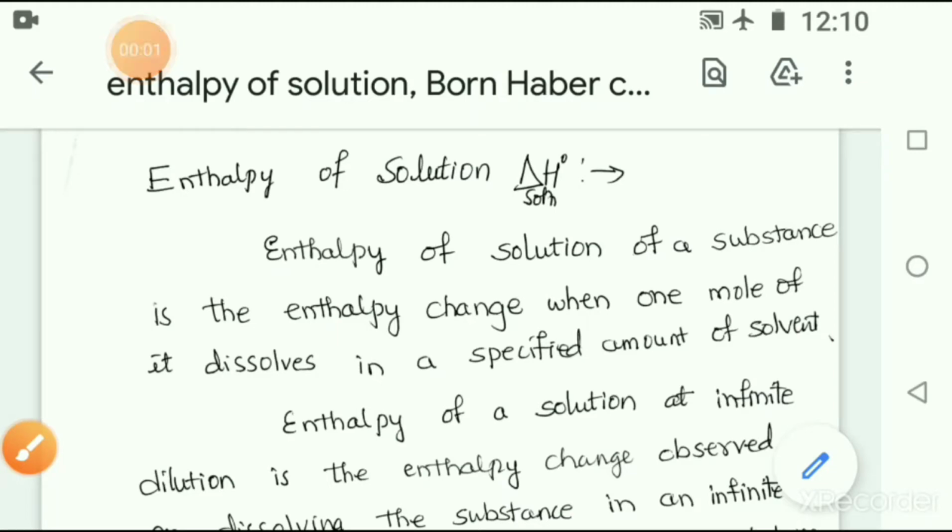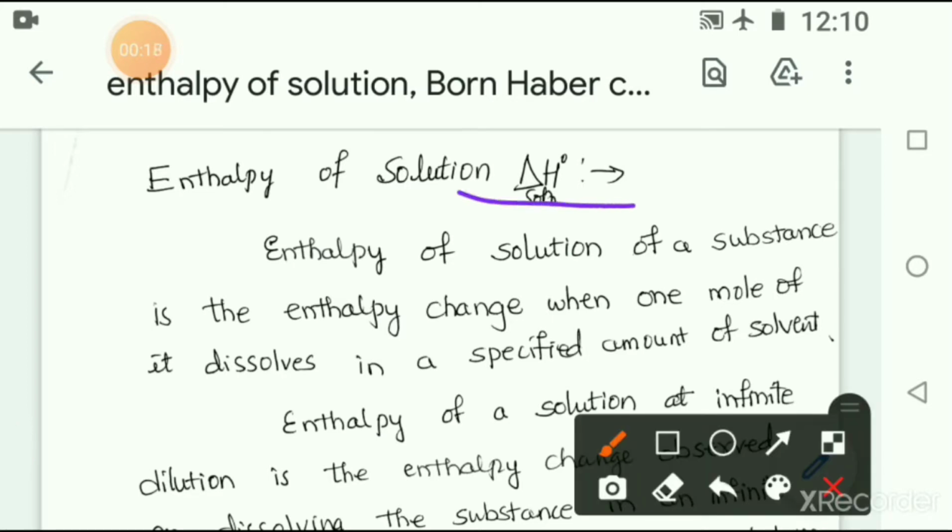Hello students, today we will learn about enthalpy of solution, lattice enthalpy and the Born-Haber cycle to calculate the lattice enthalpy of sodium chloride. So let us begin with enthalpy of solution.